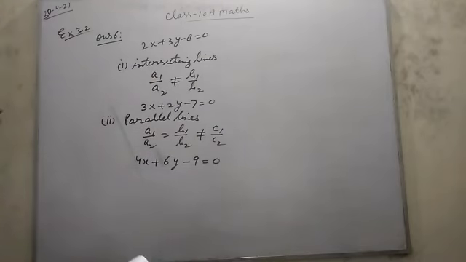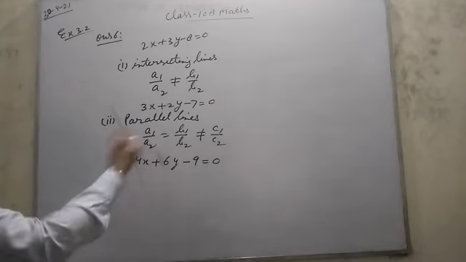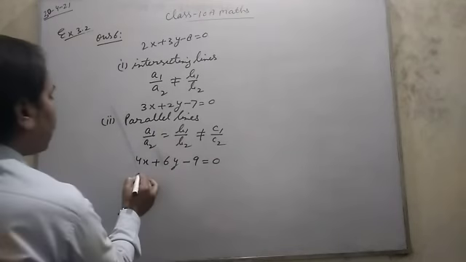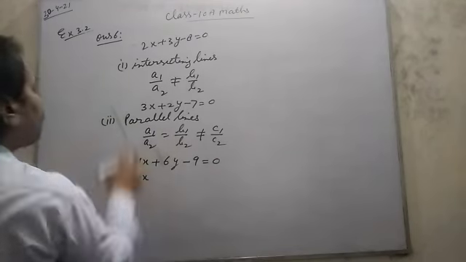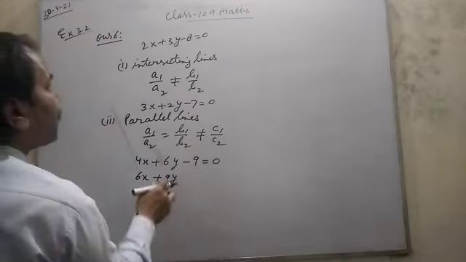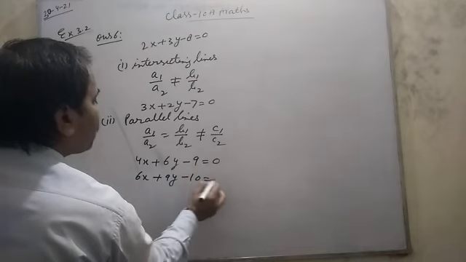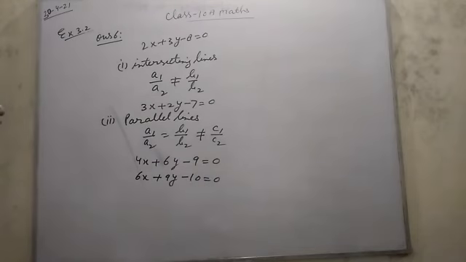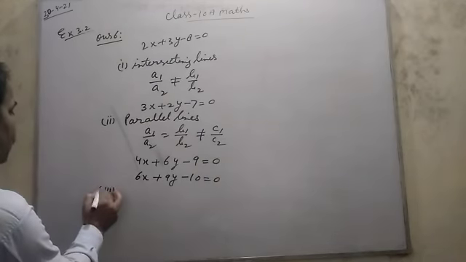Clear? So these are parallel lines. For this also, so many equations can be formed, like 6x: so 2 by 6 is 1 by 3, and this will be 9, 3 upon 9 is 1 by 3. You can suppose that. Like that, so many lines. Clear?